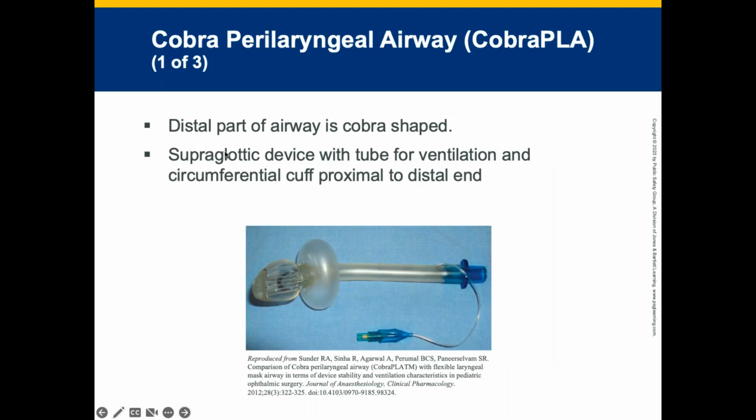This is what they call a Cobra PLA. I have not seen these in the field in many, many years, but again, they're covered. This part of the airway is a cobra-shaped device, as you can see down here. So it goes into the airway and it provides that seal to hold it in place.